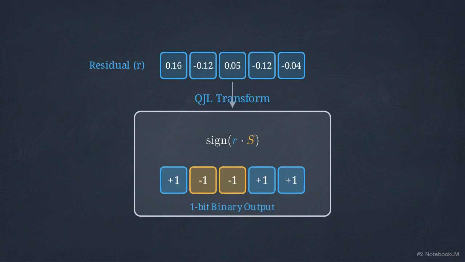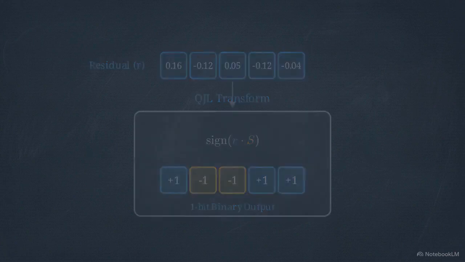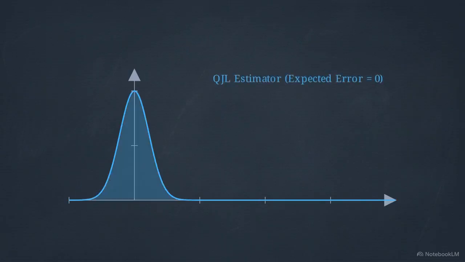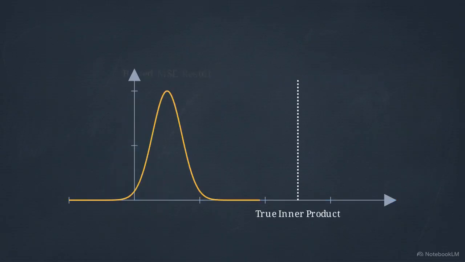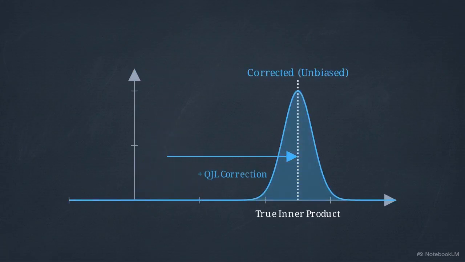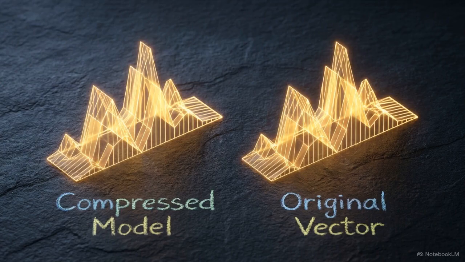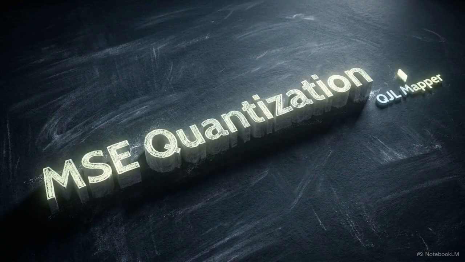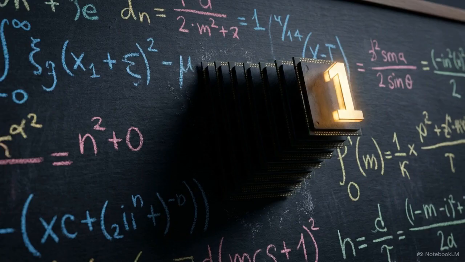QJL uses a random projection to map the error to a single binary sign, either +1 or -1. QJL is a mathematically unbiased estimator. Adding this 1-bit residual back to the MSE result cancels out the inner product bias. This produces an expected inner product perfectly equal to the original full precision value. The QJL stage is a zero overhead operation that adds virtually no measurable latency to the inference process. By dedicating a single bit to this error correction, TurboQuant achieves an unbiased attention mechanism at a fraction of the memory cost.